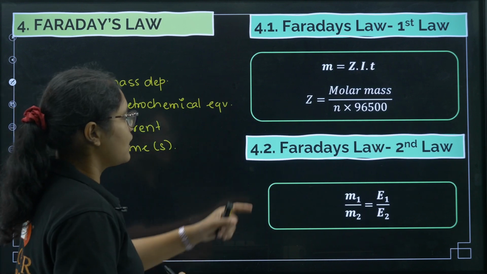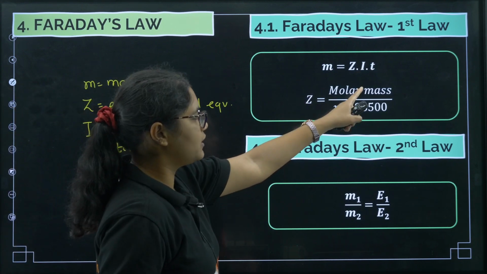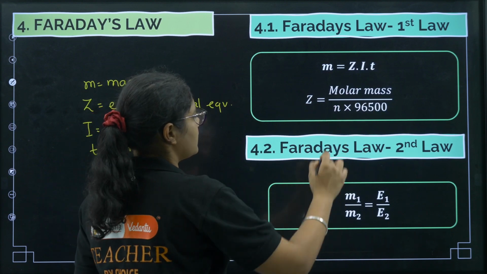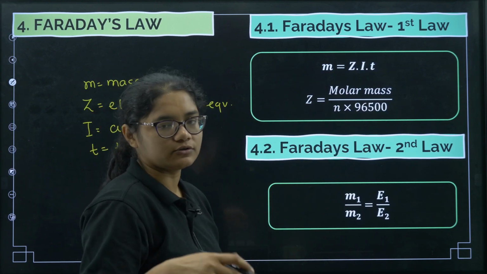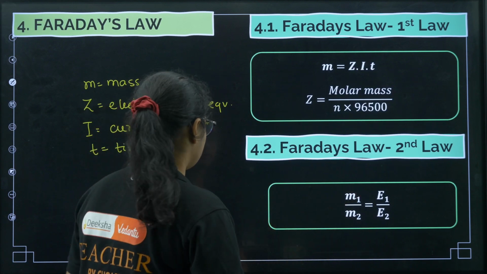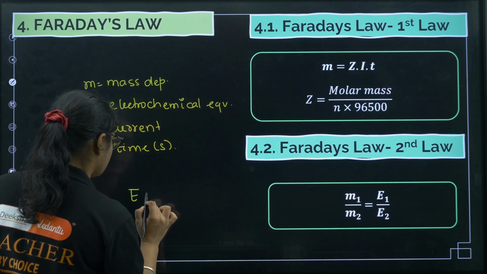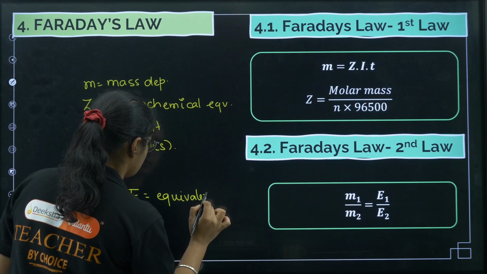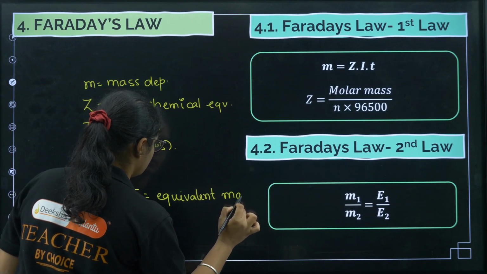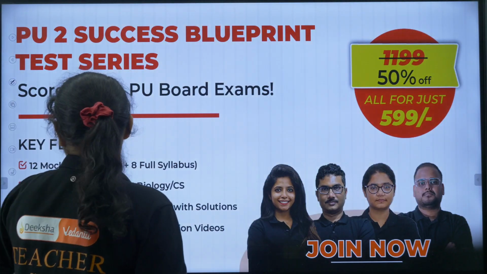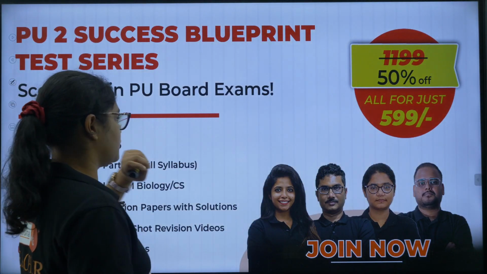Now how to calculate Z? Z is equal to molar mass divided by N into 96500, where N is the number of electrons lost or gained. Next, Faraday's second law: M1 by M2 is equal to E1 by E2, where E represents equivalent mass.